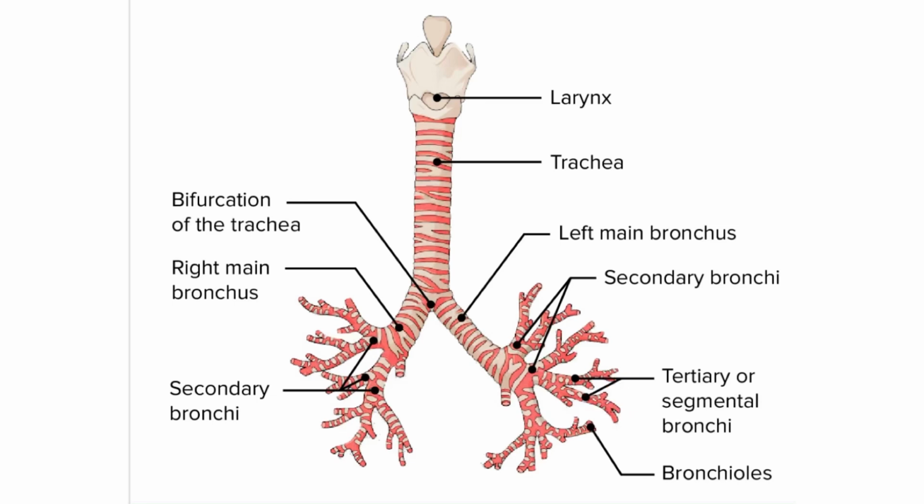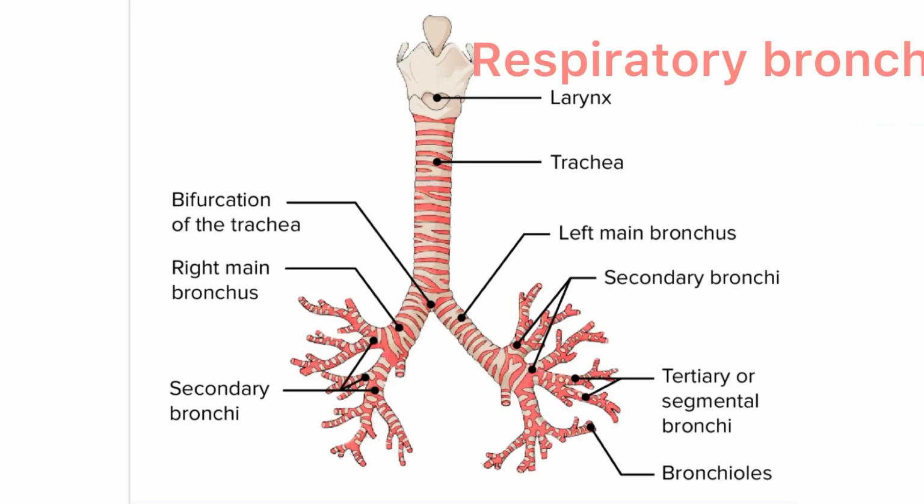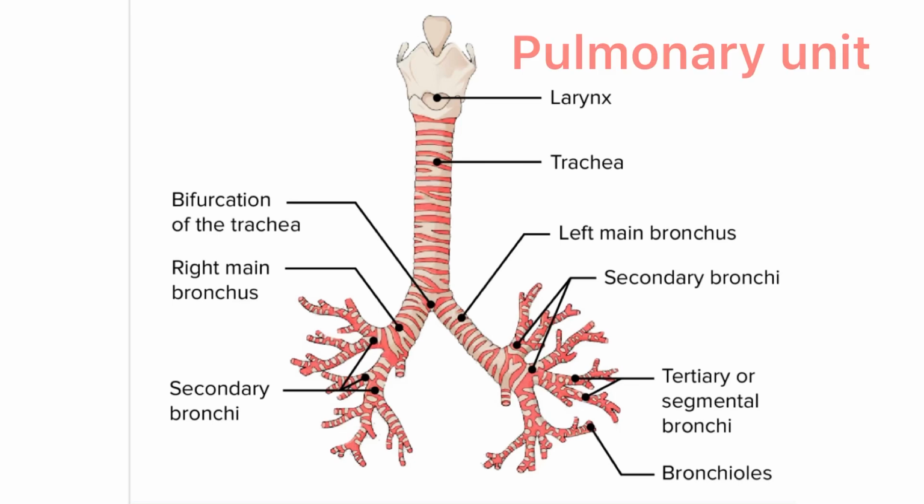So now these segmental bronchi are going to divide repeatedly to form very small branches. The small branches are called the terminal bronchi, okay? Now, there are also smaller branches that are called the respiratory bronchi. Now, those respiratory bronchi aerate a small part of the lungs known as the pulmonary unit. So that's all for the bronchial tree.